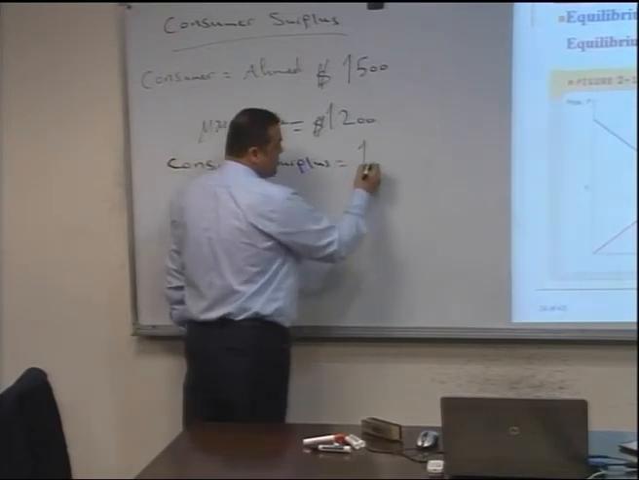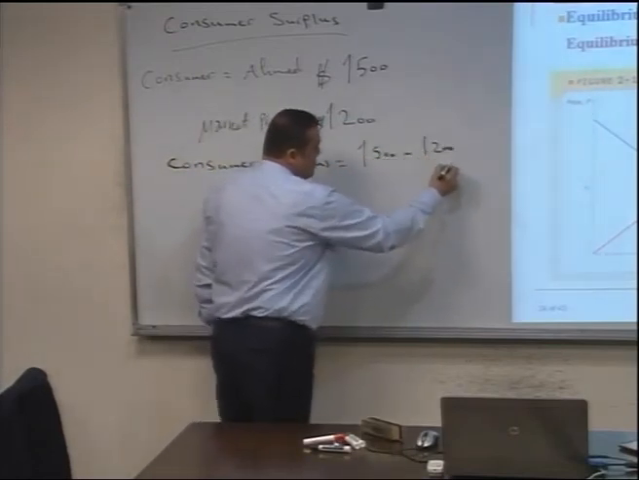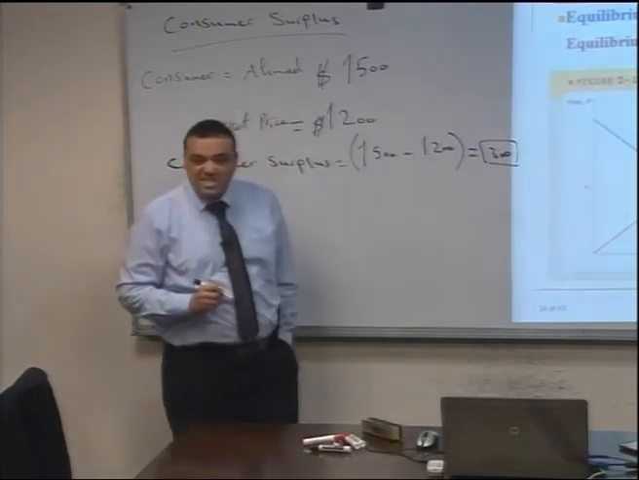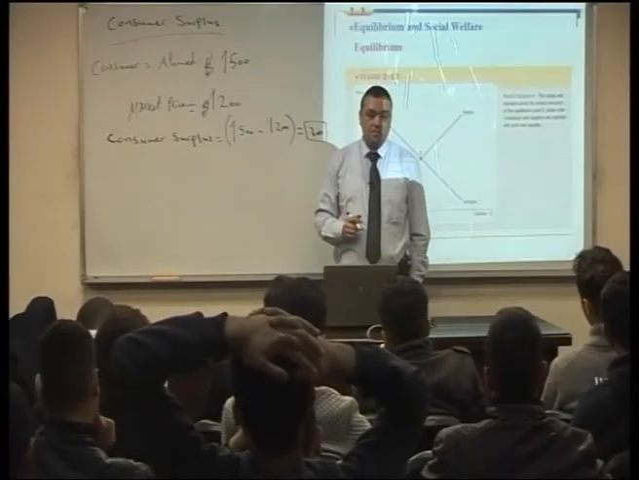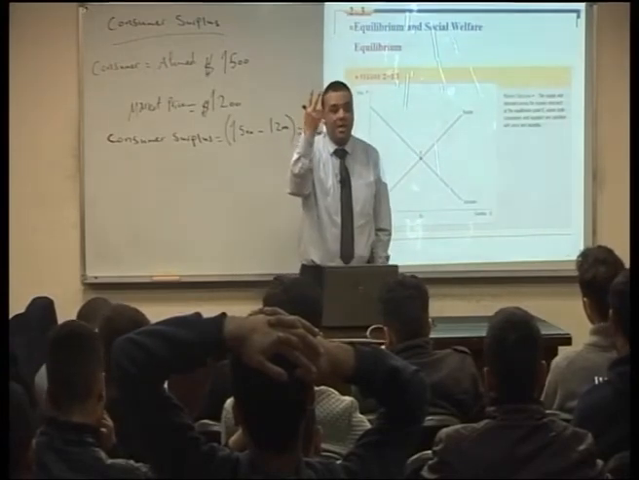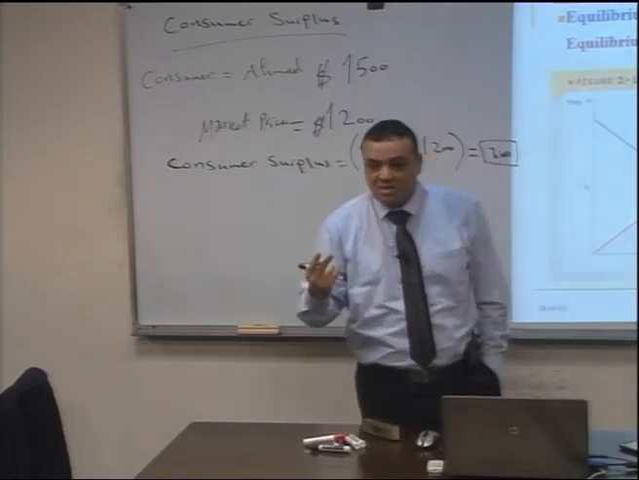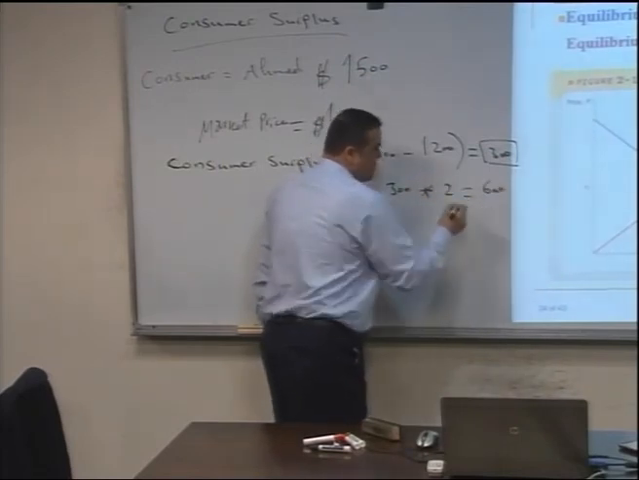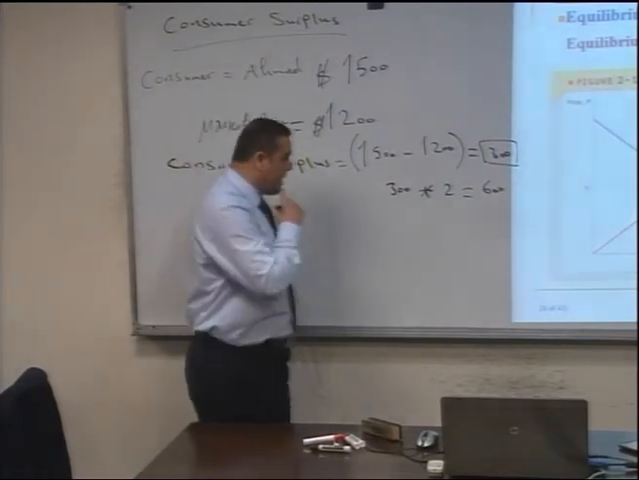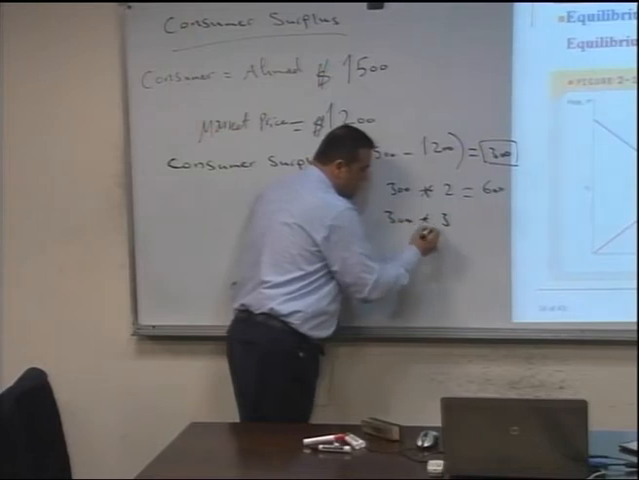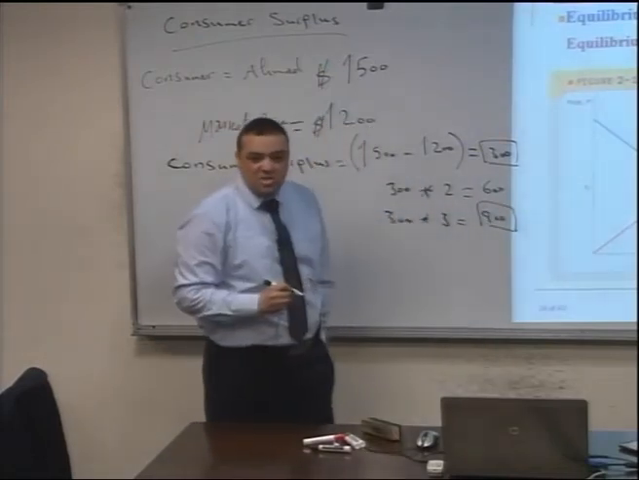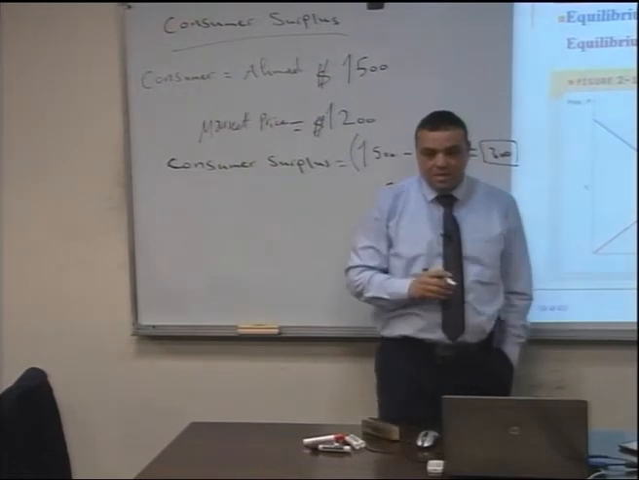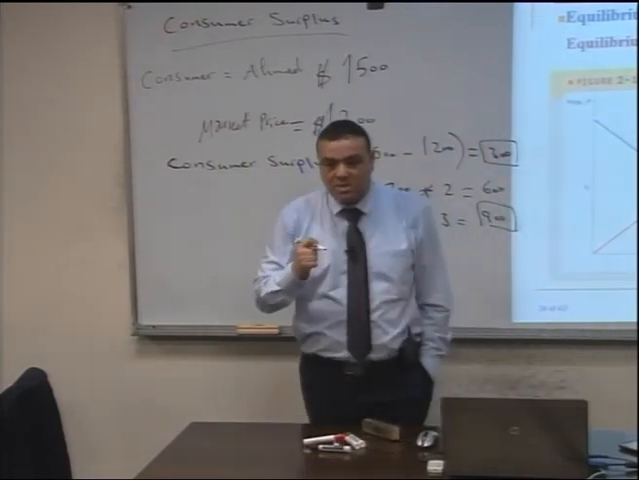So the consumer surplus here equals 1,500 minus 1,200, which equals 300. Of course, this is times the number of purchased units. If he tends to buy two motorcycles, how much is the consumer surplus? 300 times two motorcycles equals 600. If he decided to buy three units, 900. This is the consumer surplus: the difference between the actual market price and what he is willing to pay.